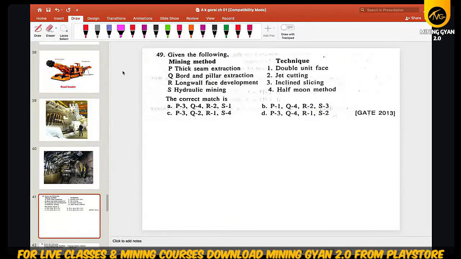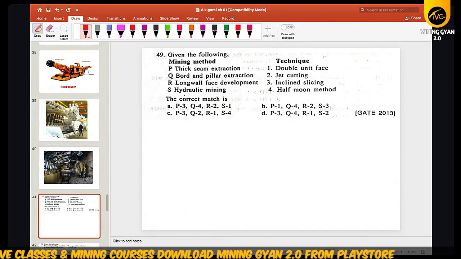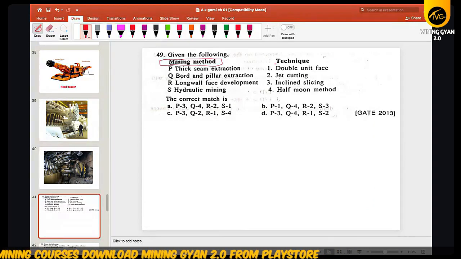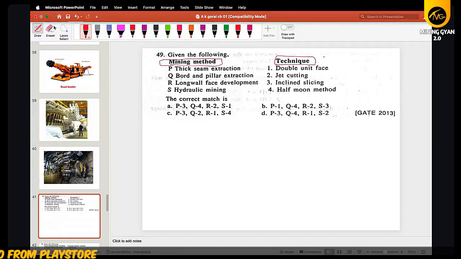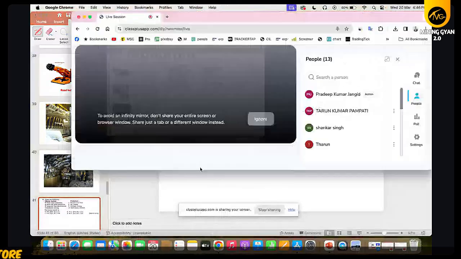Come to the 49. These are the mining methods and these are the techniques. Try to give the answer of this. Please comment if you know.